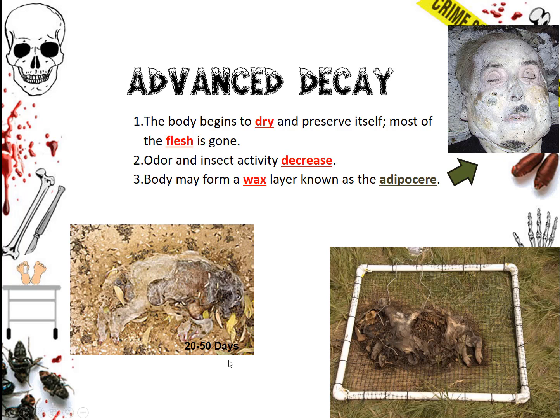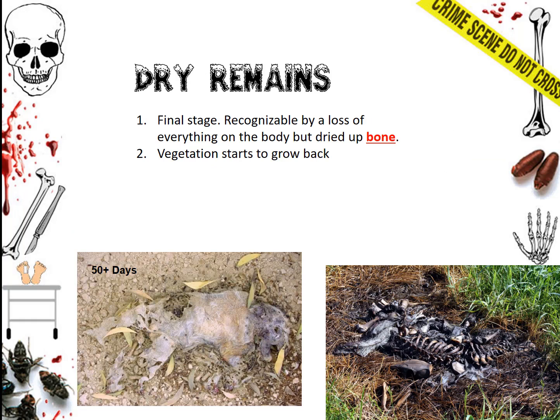20 to 50 days, again, you can see a lot of the tissue is gone. A lot of the tissue is gone over here. You're starting to see skeletons. You can see some dry skin and some other dry goo. All the vegetation underneath is dead. And then our last phase is known as dry remains. In this phase, and it's anywhere from 50 days on, it's also known as skeletonization. Basically, everything is gone except for some skin and the skeleton. The vegetation has been dead, but it might start to grow back at this time.